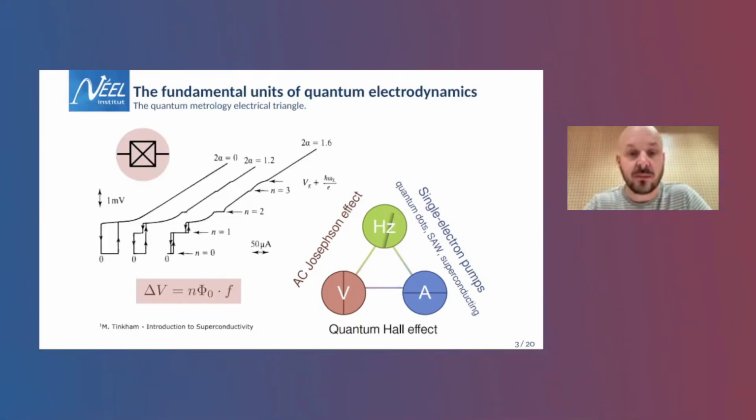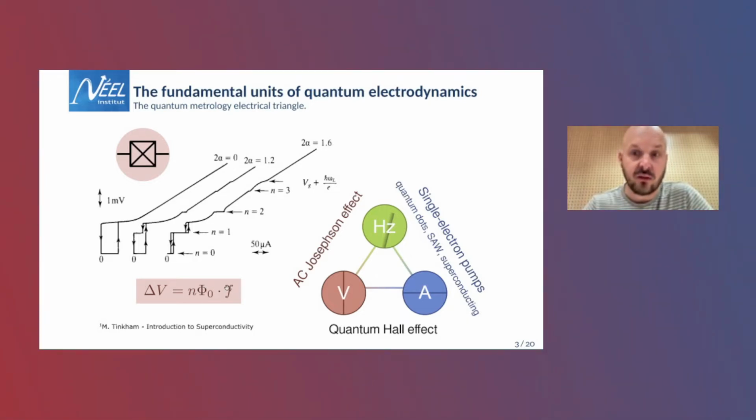Now, regarding the link between frequency and voltage, there is, of course, the AC Josephson effect and the famous Shapiro steps. The idea is the following. You current bias a Josephson junction, and then you shine some microwave. This is the IV curve, I mean the VI curve, I should say, without any microwave. Whenever you add some microwave, you see some steps appearing. What is remarkable is that these steps are quantized, and these voltage steps are exactly equal to an integer number times the flux quantum times the frequency.